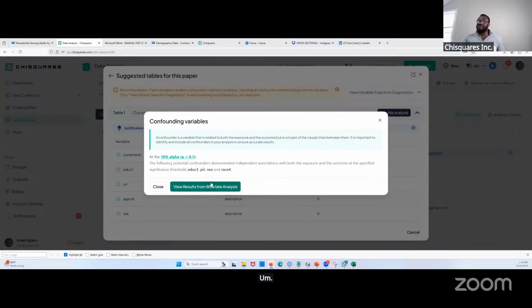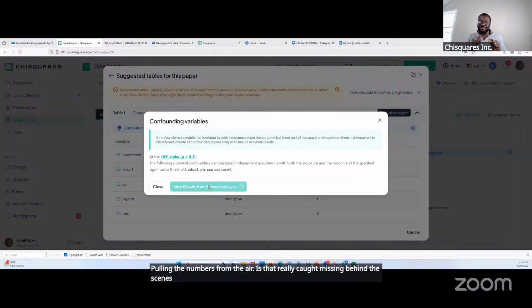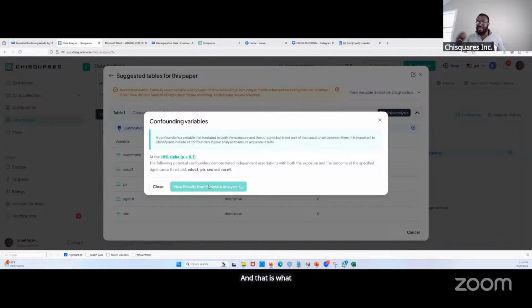You can also view the results from bivariate analysis, right? It's not just pulling the numbers from the air. It's actually calculating beneath the scenes the relationships in the bivariate analysis, and that is what informs the information displayed to you here as confounders. So let's look at the results quickly.